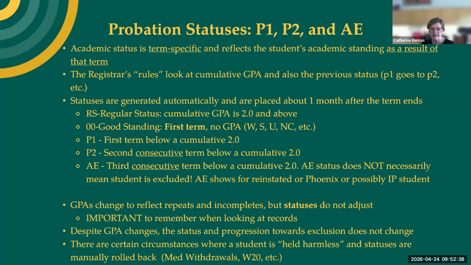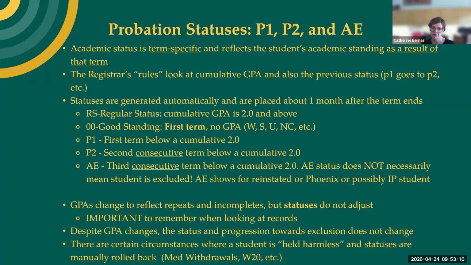They are automatically placed by the registrar's office about a month after the end of the term. So you will see usually a dash when it comes to the student's academic status during the term because we don't know what it is until the term ends. And it does take about 4 weeks for statuses to run after a term. But once they run, they pretty much look like these common statuses on the screen here.